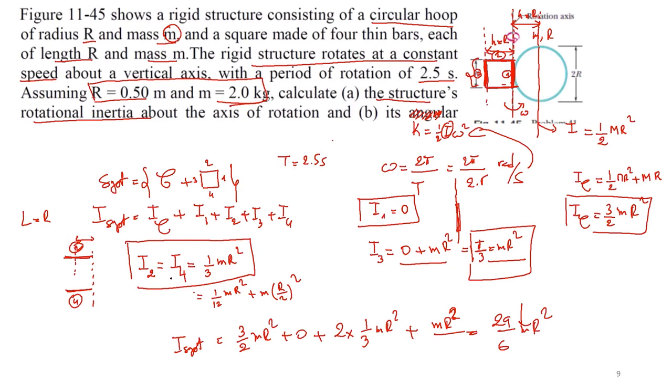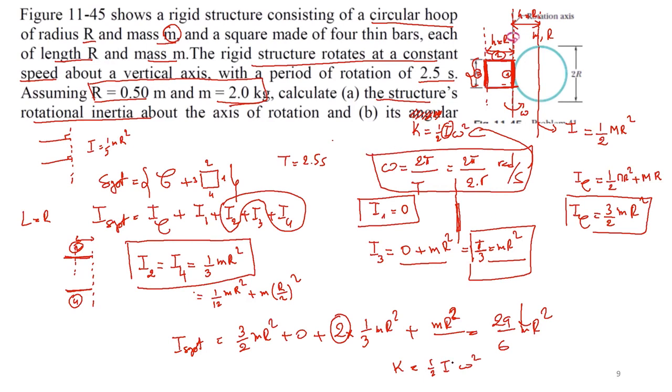Now I2 and I4 are equal, okay, because both of them are rods, and the axis of rotation is just at one end of the rod. And as I told you, if I have a rod and the axis of rotation is at the end of the rod and perpendicular to the rod, the moment of inertia is 1/3 of m times the length of the rod square, and the length here is the radius, r, sorry. 1/3 of mr square. So that's why I multiply it 2 times. Basically, I2 plus I4 is 2 times I2. Now, once I get the moment of inertia, the kinetic energy is simple. It's half I omega square. So I get omega here, I get I, and then I just do it.